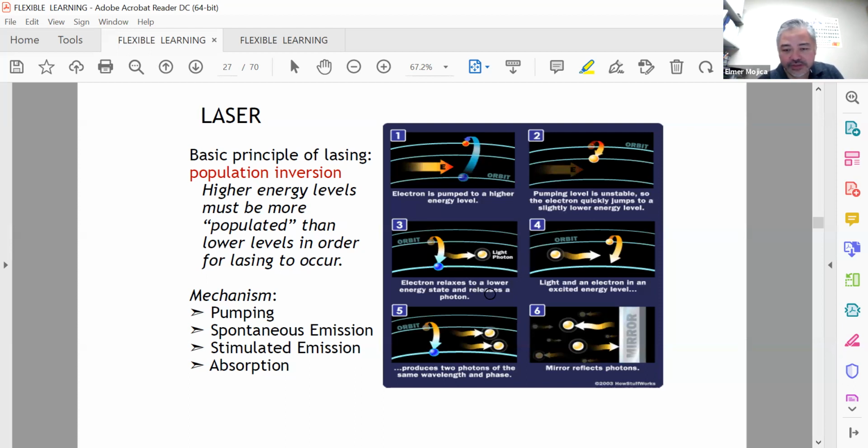So what happened? When it releases a photon, the light and an electron in an excited state energy level produces two photons of the same wavelength and phase. And the mirror reflects these photons. So in this population inversion, the higher energy levels must be more populated than the lower levels in order for lasing to occur. If you look at this mechanism, we could say there's pumping, spontaneous emission, stimulated emission, and absorption. We're going to discuss it in the next slide.